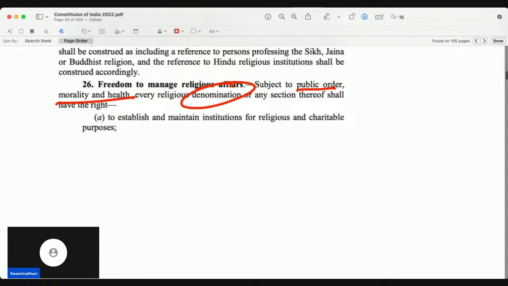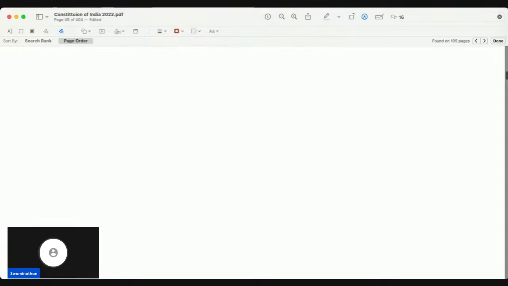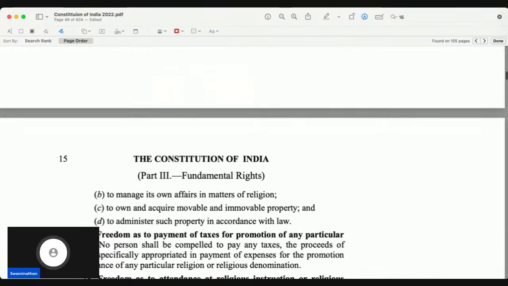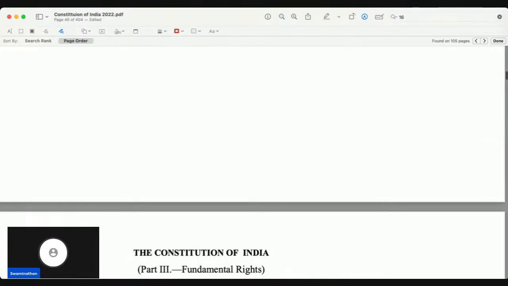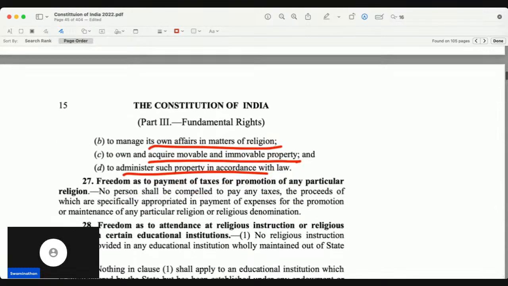It says subject to public order, morality, and health, every religious denomination or any section of that religious denomination shall have certain rights, that is, the right to establish and maintain religious institutions for charitable purposes, to manage its own affairs, to acquire movable and immovable property, and to administer those properties in accordance with the law, right? So even individuals have the right to religion, and the religion itself collectively has certain rights to hold and acquire property, to manage its own affairs, etc.